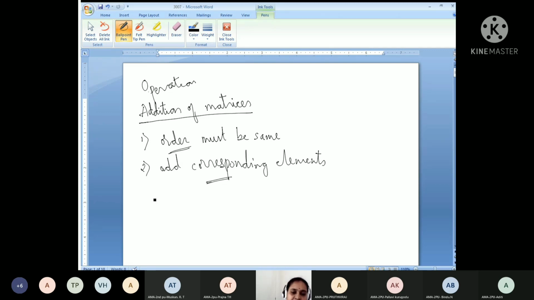Example I will show. Let me take a matrix A11, A12, A13, A21, A22, A23. What is the order of this matrix? What is the order? 2 by 3. 2 rows are there, 3 columns are there. Plus.